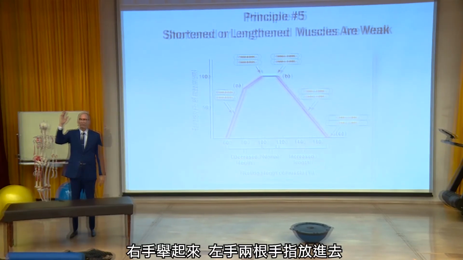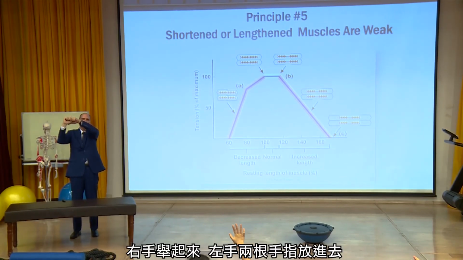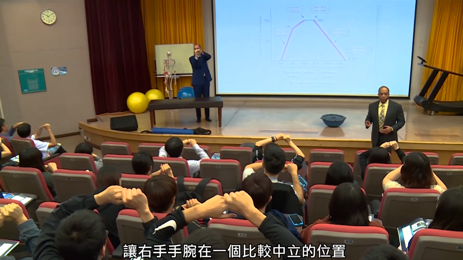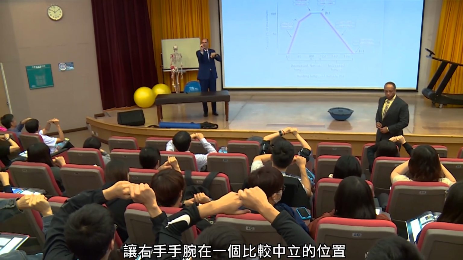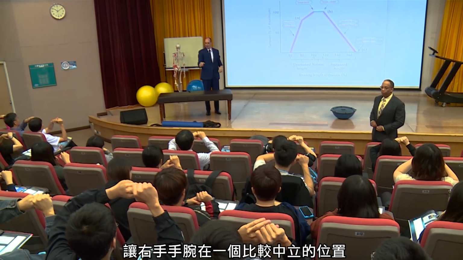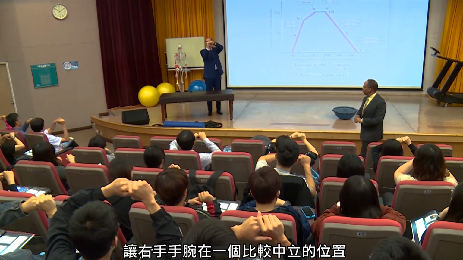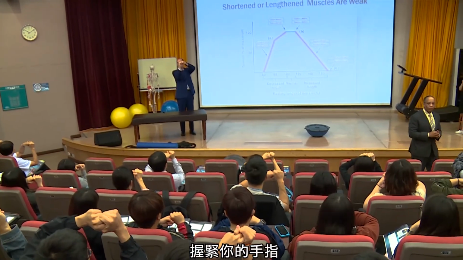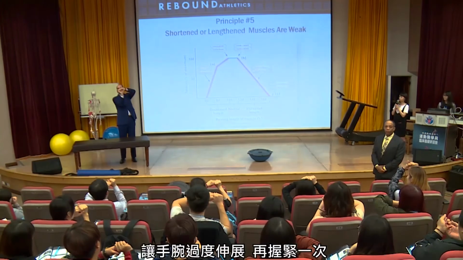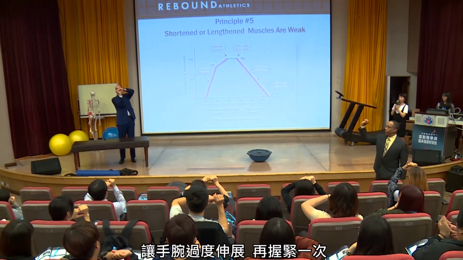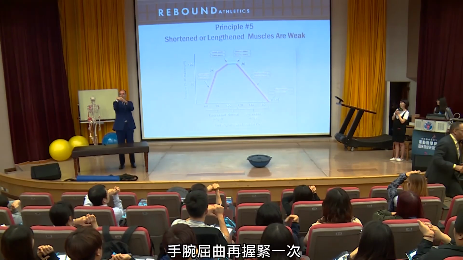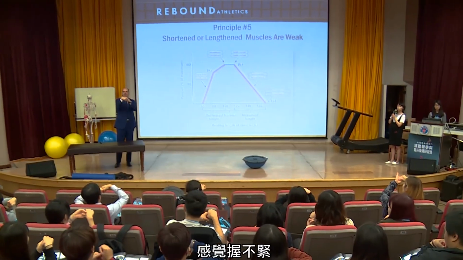Raise your right hand, put 2 fingers inside your hand. Have your wrist relatively straight, just slightly dorsiflexed, like you would rest at the side of your body, like this. And now squeeze your fingers, feel that. Pull your wrist back as far as you can and squeeze again. It's not as strong. And if you put your wrist down, now it's really not as strong.